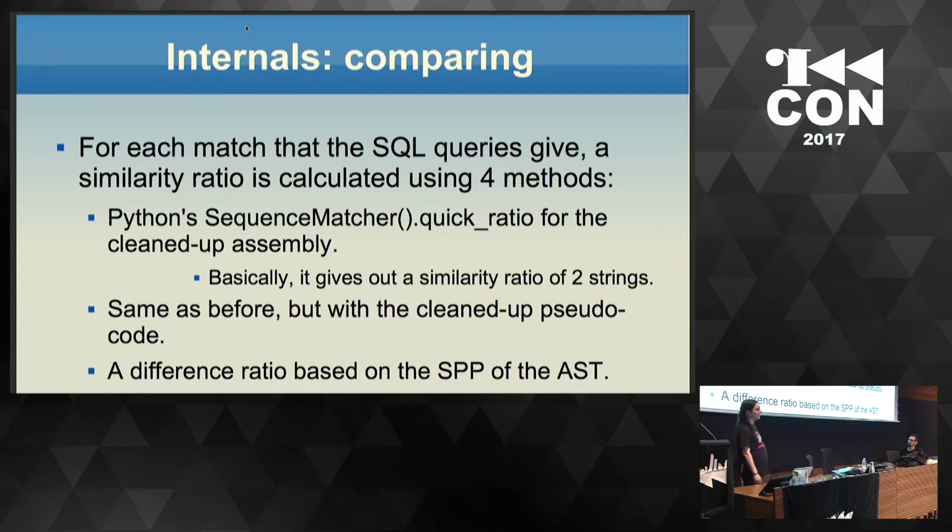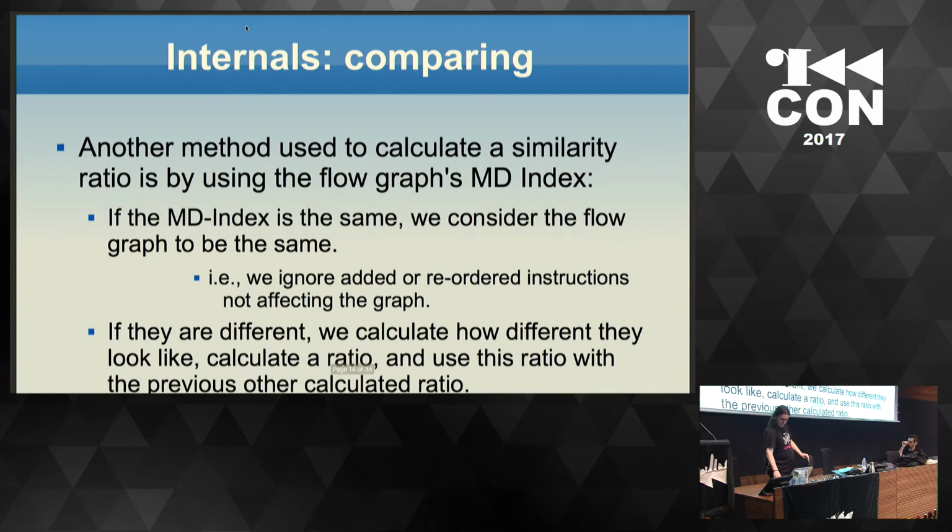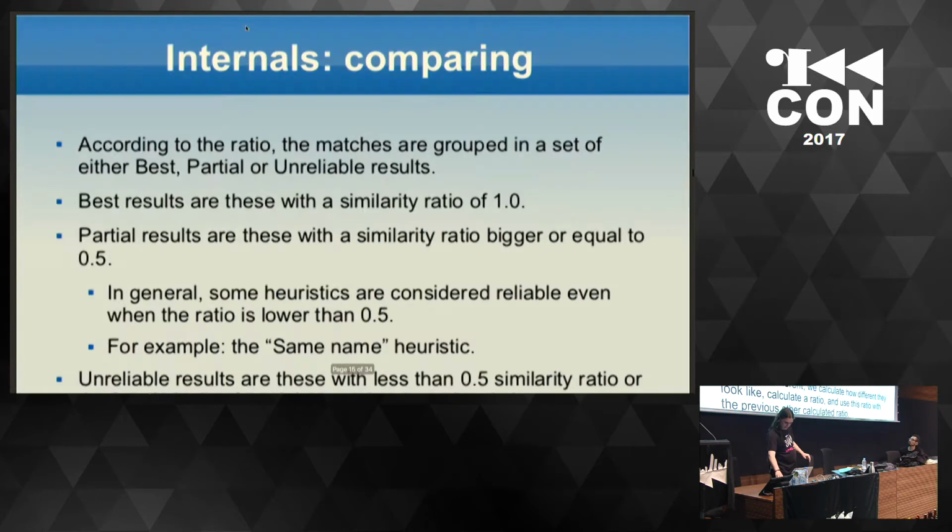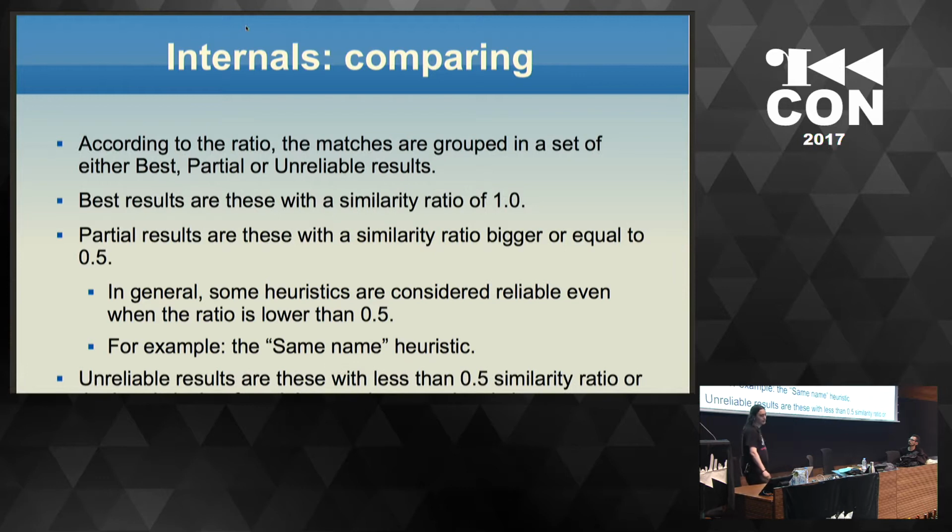The MD index is an index generated for flow graphs that was invented back in the day by Ero Carrera, Rolf Rolles, Halvar Flake, and others. Okay. So according to the ratio, the matches are grouped in a set of either best, partial, or unreliable results. Best results are those that have a similarity ratio bigger than or equal to 0.5. Anything below is either partial or unreliable.